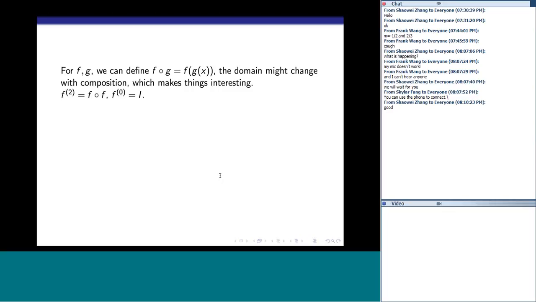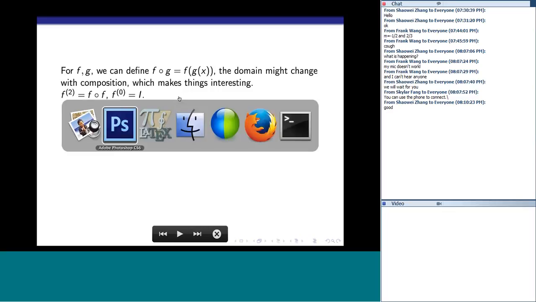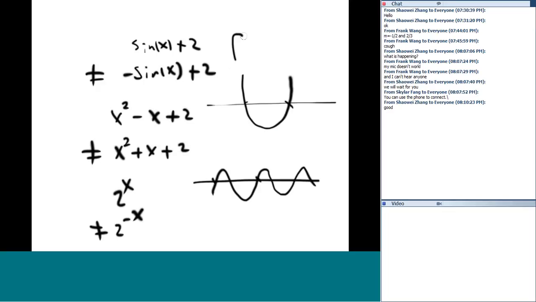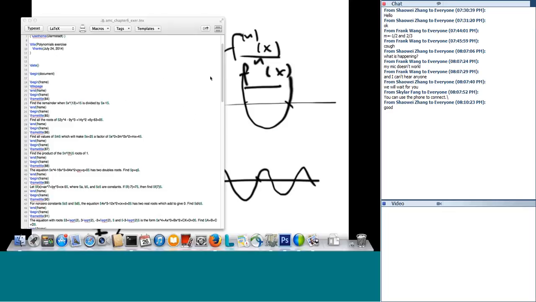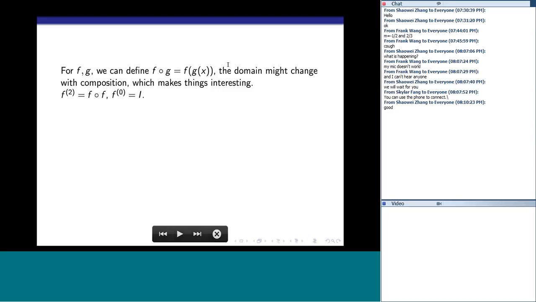So you also define F squared to be the composition. I think there's no parentheses, probably. I cannot remember now. Let's see, there is F, and both are probably okay. So F0 is the identity.